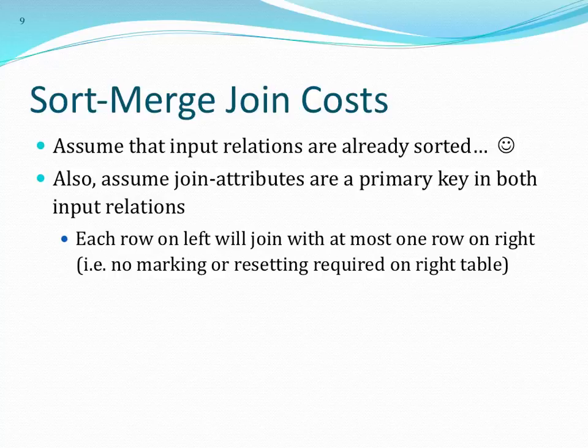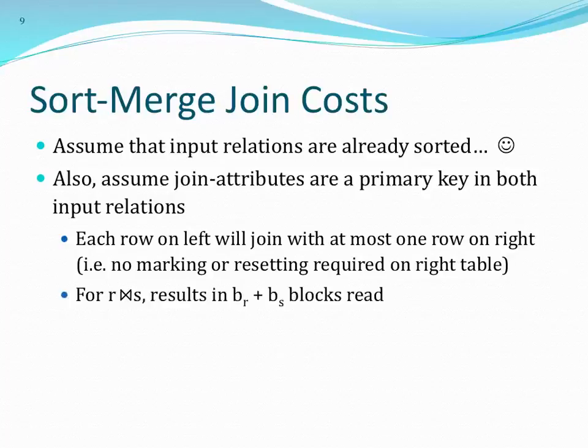Okay, now the other thing that we're going to assume here, as far as costing this, is that the join attributes are a primary key in both input relations. And that's kind of important because it means that we can ignore runs of matching tuples on the right-hand side that we have to mark and then reset back to that mark and traverse again. Because if we have a situation where we're joining on something that's not a key, then we'd have to figure out some way of estimating, well, how many times am I going to have to go back and traverse a chunk of tuples again? You'd have to start thinking about that kind of thing. So we're going to pretend that that doesn't exist.